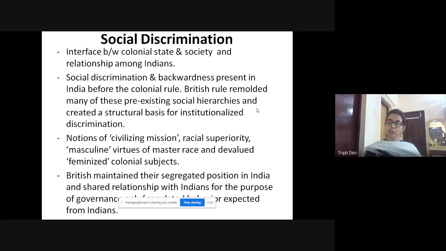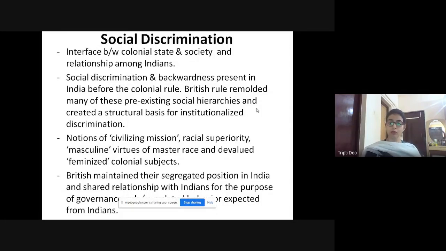They shared relationships with India only to the extent needed for governance. They needed Indians because they had to govern India, they had to rule India. To that extent, they kept relationships with the Indians. In fact, all Indians were expected to show restrictive behavior in front of the British colonial officials. All of this is pretty much depicted in many movies also.